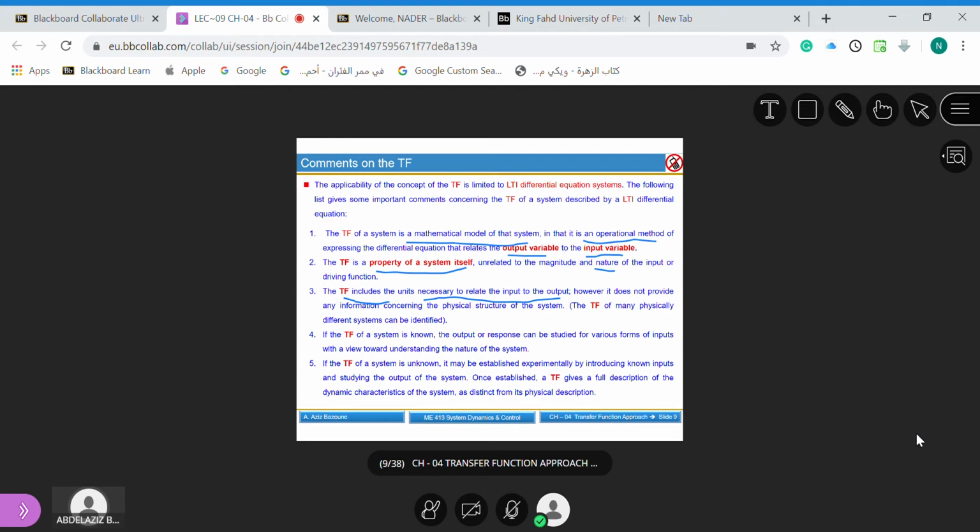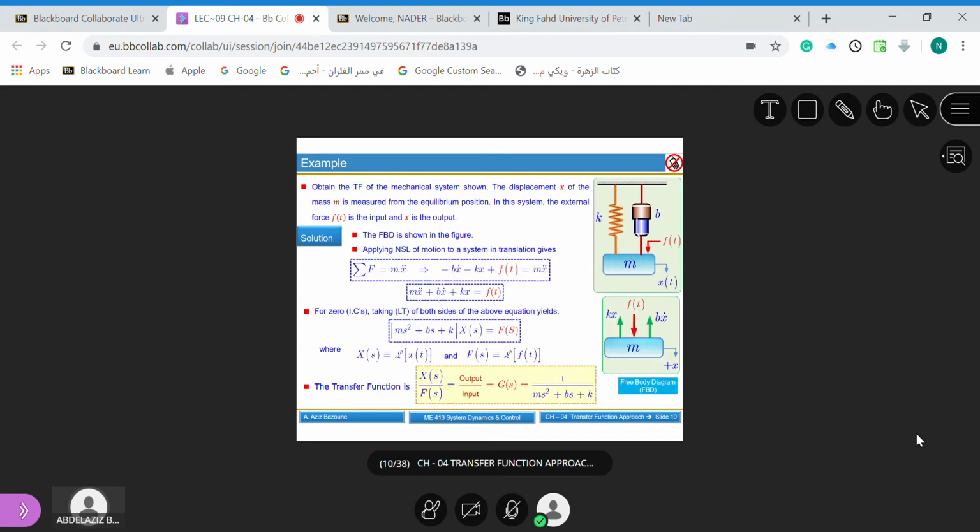With the transfer function known, the output response can be studied for various forms of the input. If the transfer function of the system is unknown, it may be established experimentally by introducing some known input and studying the effect. So we will see this through some examples.